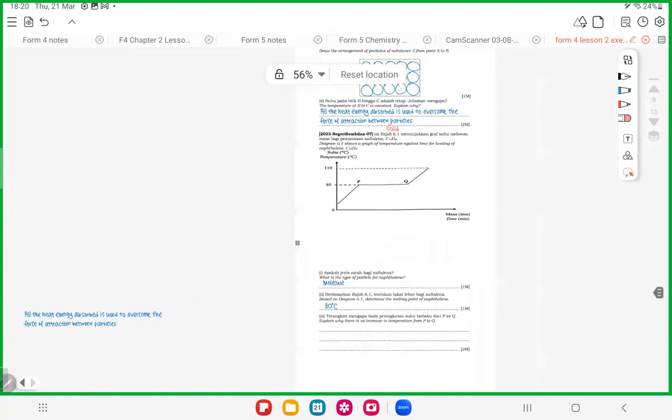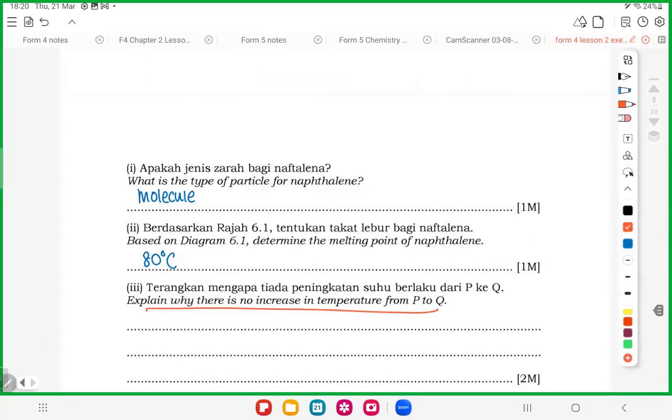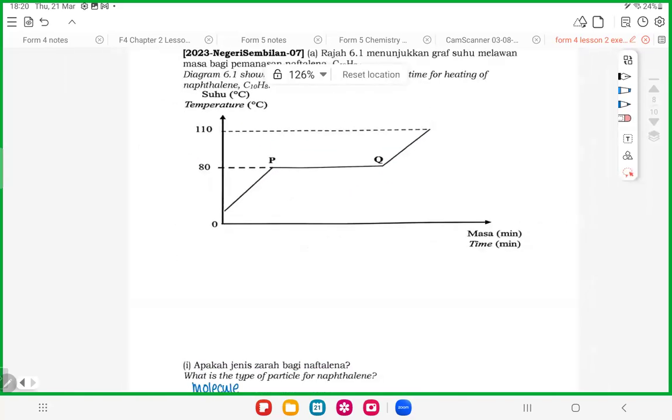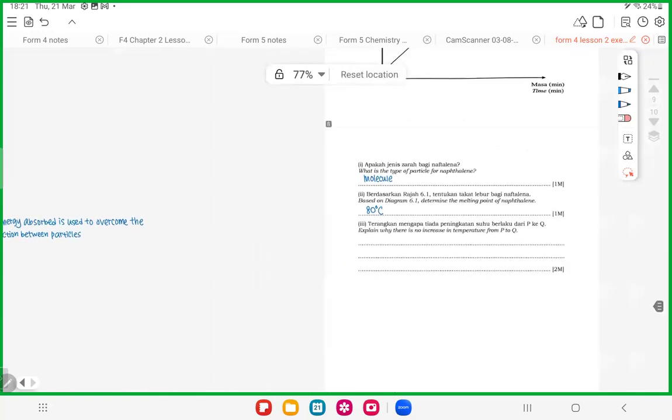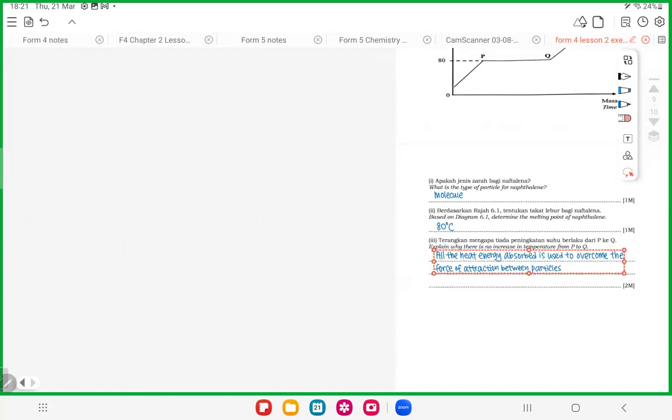Okay. Next one. Why is there no increase in temperature from P to Q? So from P to Q, the temperature didn't increase. Not only didn't increase, didn't decrease as well. Why? The temperature didn't change. See, very popular question again. So the same popular question comes all over again. So you know why the temperature didn't change? All the heat absorbed is used to overcome force of attraction.